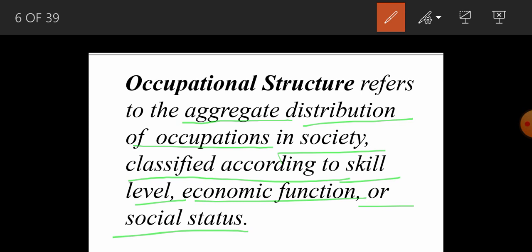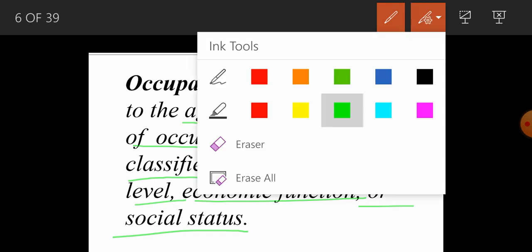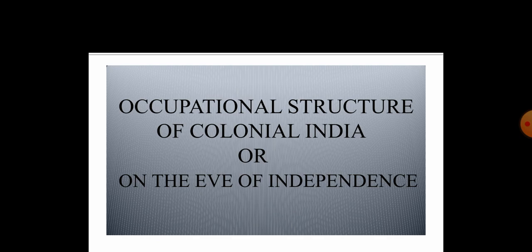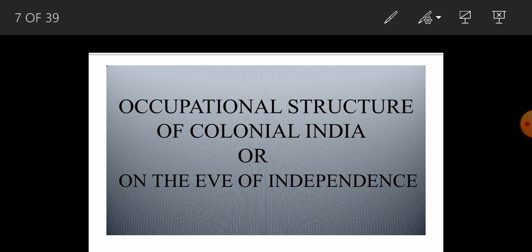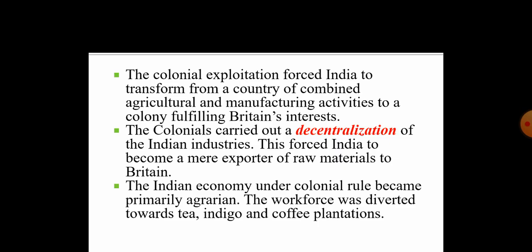So when there is a distribution of occupations among the people of a country on the basis of the society, classified in terms of skill based people, then the economic functions, and also the social status of the society, that is termed as occupational structure. Now we'll see the occupational structure of colonial India, or on the eve of independence, means at the time of independence or under the colonial rule, what was the structure of occupations. So let's see about it.